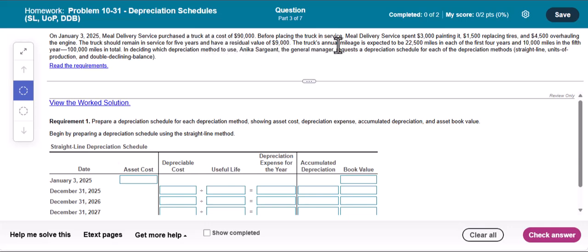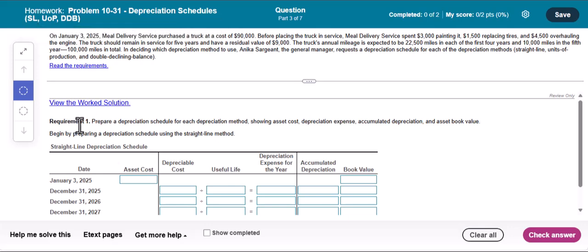The truck's annual mileage is expected to be 22,500 miles in each of the first 4 years and 10,000 miles in the 5th year, 100,000 miles in total. In deciding which depreciation method to use, Anika Sargent, the general manager, requests a depreciation schedule for each of the depreciation methods. So that's the straight line, units of production, and double declining balance. That's what those stand for up here.